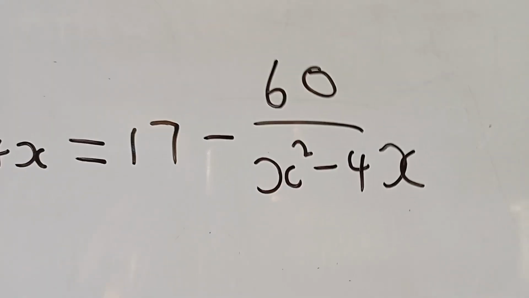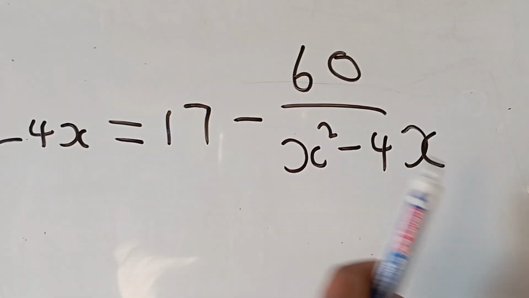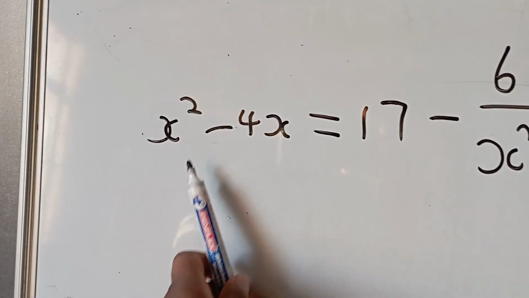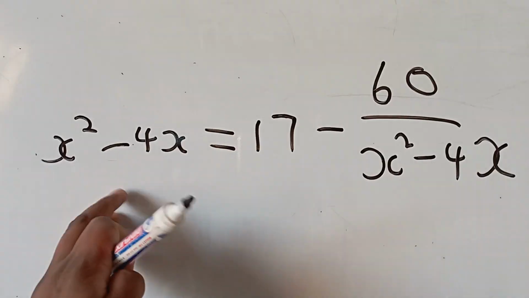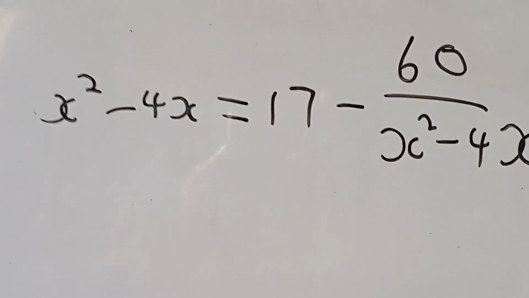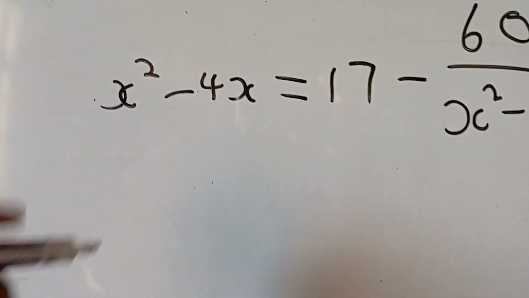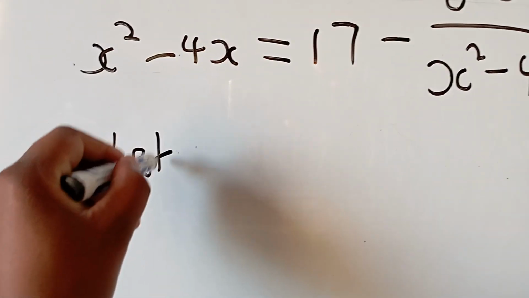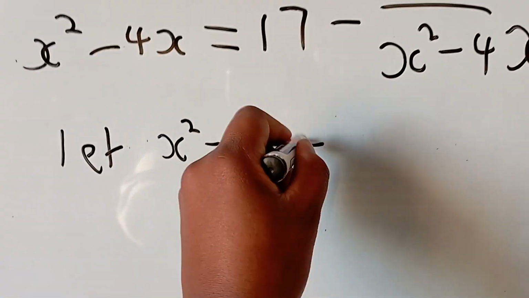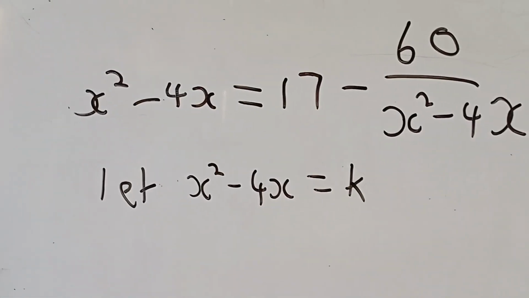So first things first, we look at the complicated part, this 60 all over x squared minus 4x. So notice that we have x squared minus 4x here, and then we have x squared minus 4x this side. This simplifies our equation a little bit. So what we can do here, we can let x squared minus 4x equal k. Right, this will simplify our equation a little bit.